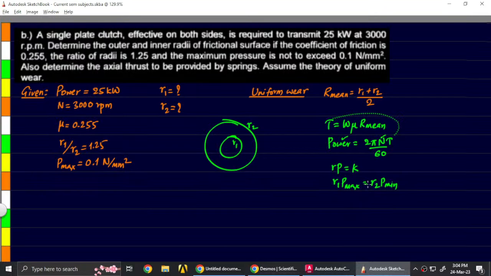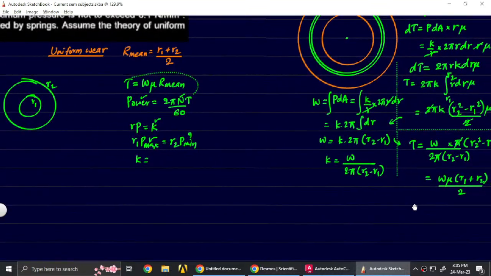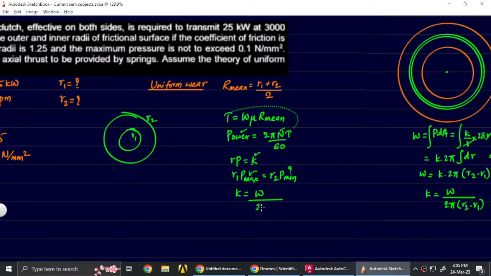We're supposed to use this. Ultimately, we are interested in finding W. So how are we going to find the value of W? Maximum pressure is given to us. We can find the minimum pressure, right? Once we find all these values, we'll be able to define K, and the value of K is given by W by 2 pi (R2 minus R1).